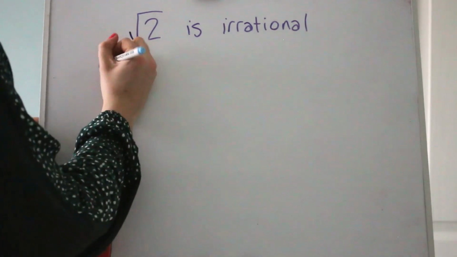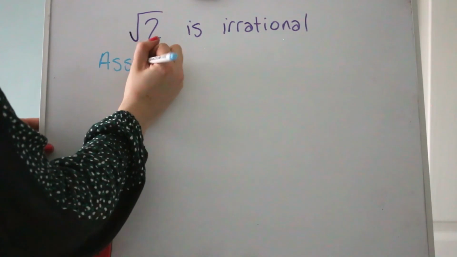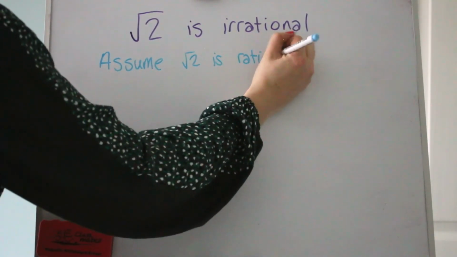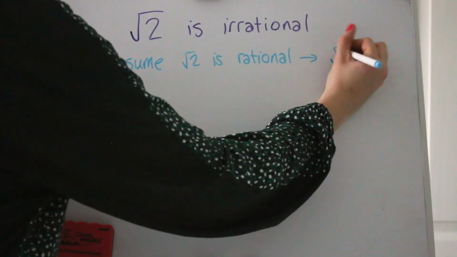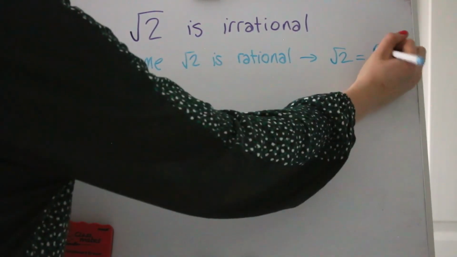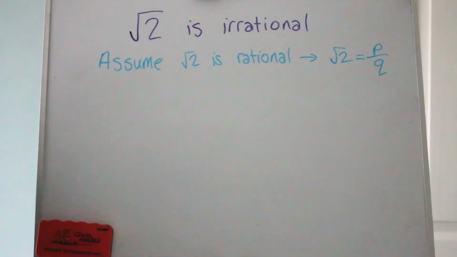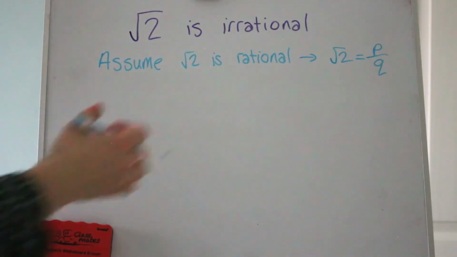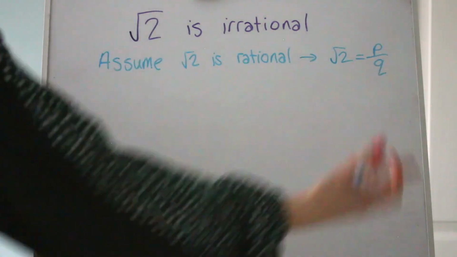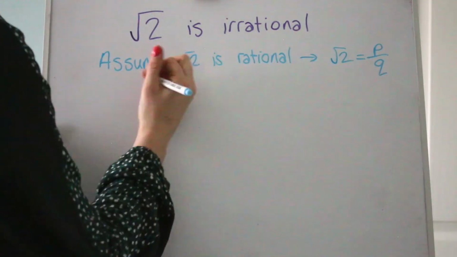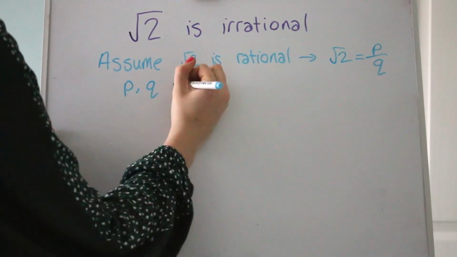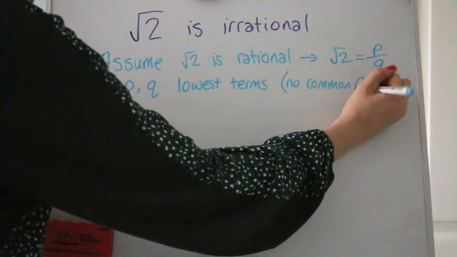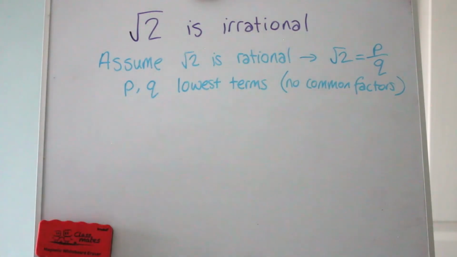So the opposite here is that root 2 is rational. And as I've said before, a rational number can be expressed as something over something. So we're going to say root 2 is P over Q. And then the really important bit here is to say when you've got a fraction, you can always simplify it down. So we're going to say that P and Q are in their lowest terms. And what I mean by that is there's no common factors.